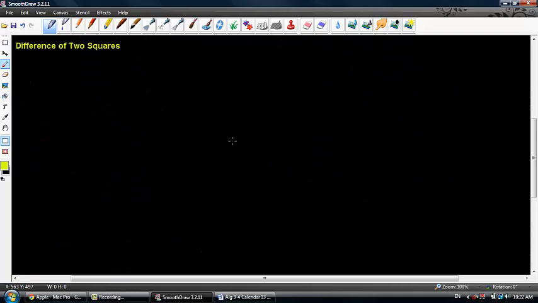Is difference of two squares. Again, this should be mostly review for you guys. If I give you something like x squared minus 9, you should hopefully know that it's equal to x plus 3 and x minus 3. I've got a perfect square in x squared, I've got a minus sign, and I've got a 9, which is a perfect square. Hence the name difference of two squares, right?